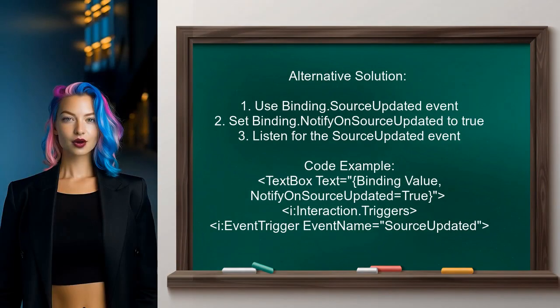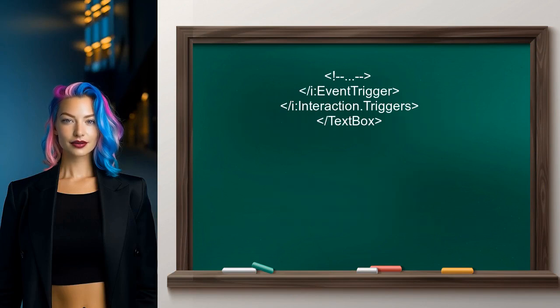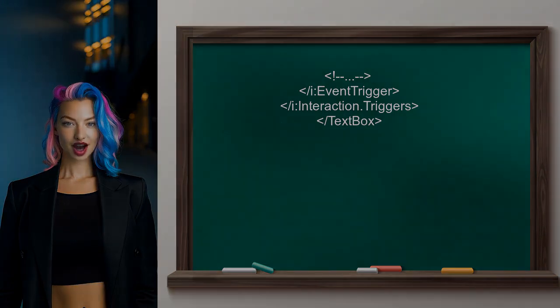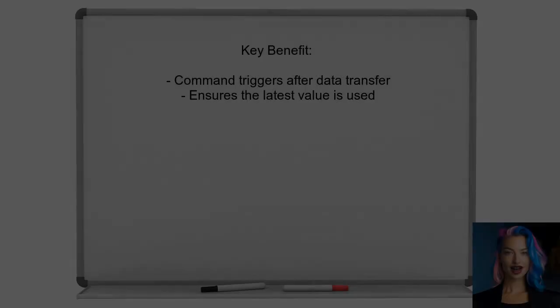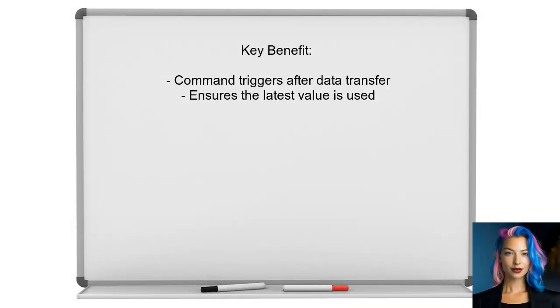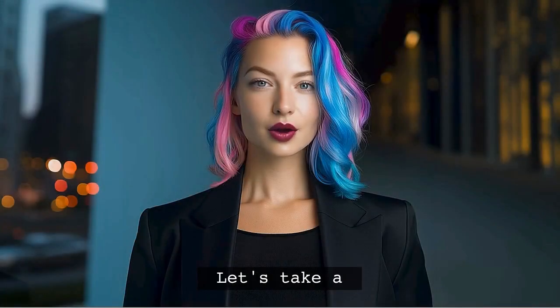An alternative solution suggests using the Binding.SourceUpdated attached event instead of the text changed event. By setting the Binding.NotifyOnSourceUpdated property to true, you can listen for the source updated event. With this approach, your command will be triggered right after the binding data is transferred back to the model layer, ensuring that the latest value is used. That's all on that answer. Let's take a look at another one.